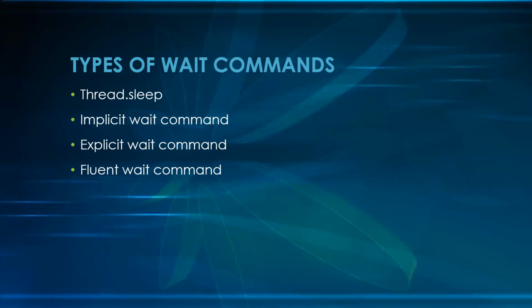So what are the types of wait? We have implicit wait, we have explicit wait command, and we have the fluent wait command. You can see I didn't mention Thread.Sleep, which most of you are familiar with, but Thread.Sleep falls under explicit wait command. Most of the time, that is the easiest to use, and that is what most of us are familiar with, which is not the very best to use.